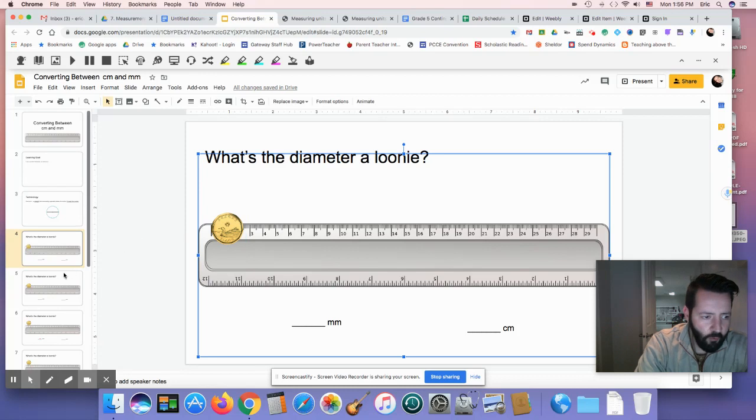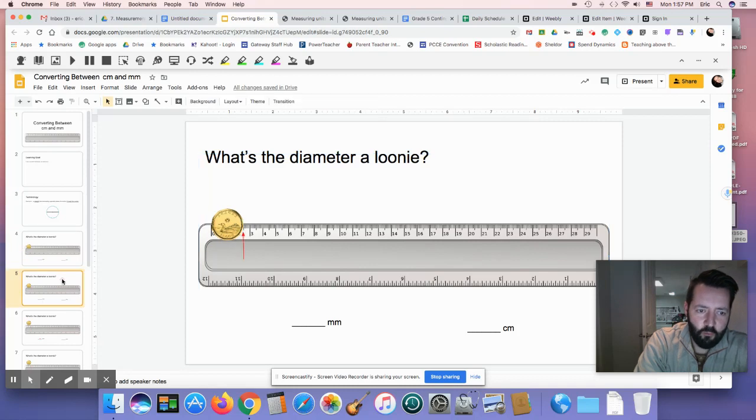Okay, and then what we want to do is make a mental note of where that loonie comes to, how far down the ruler it comes. And to make things a little easier on us here, I'm going to just put a little red arrow right there. All right, so you can see that the edge of the loonie comes there.